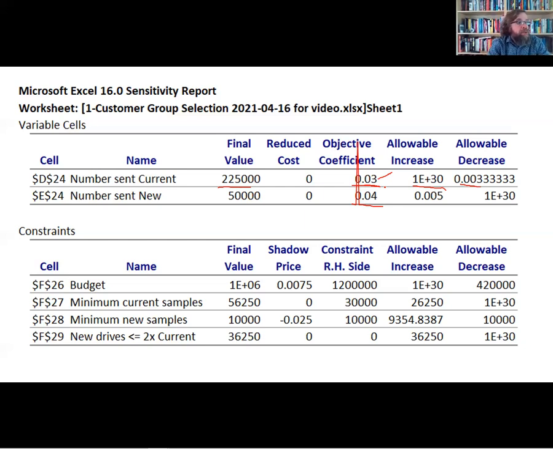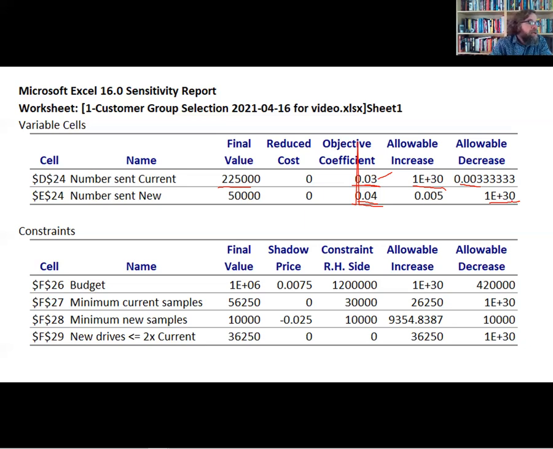Similarly, with the new customers, right now it's 4%, and that could decrease by a gazillion, and still the optimal thing to do would be the decision right now, the 225,000 and the 50,000. But if that 4% were to increase by just 0.005, the optimal answer would change. So again, it's worth making sure that I really know that 4% number with a high degree of confidence.